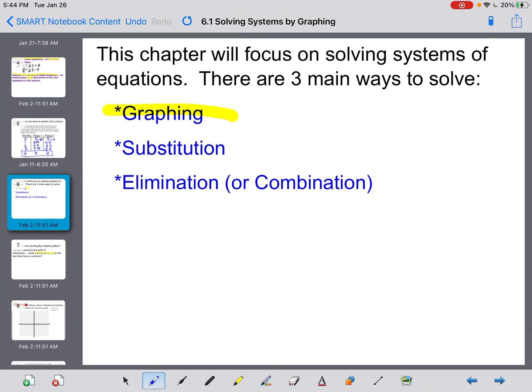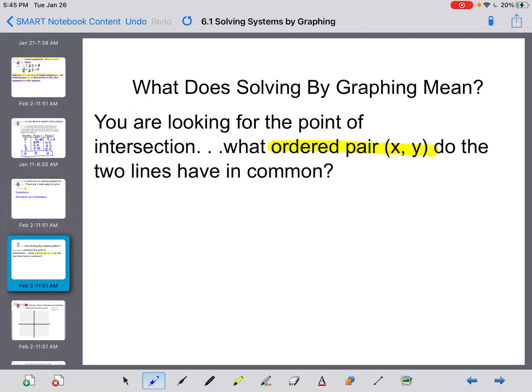In this chapter 6, we're going to focus on solving these systems of equations in 3 different ways. Today we're going to talk about graphing, and then there's also substitution and elimination, which we'll talk about in different sections of chapter 6. Okay, what does solving by graphing mean? It means that I'm looking for the point of intersection, or where two lines on a graph cross. It's going to be an ordered pair answer that both lines have in common.